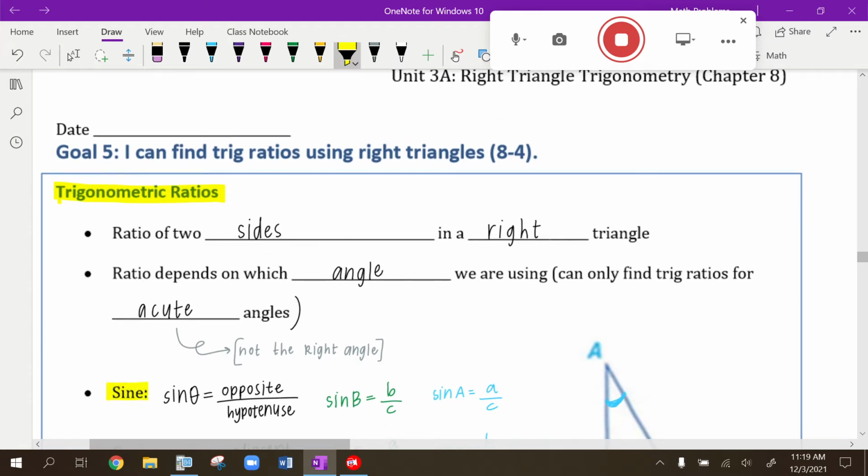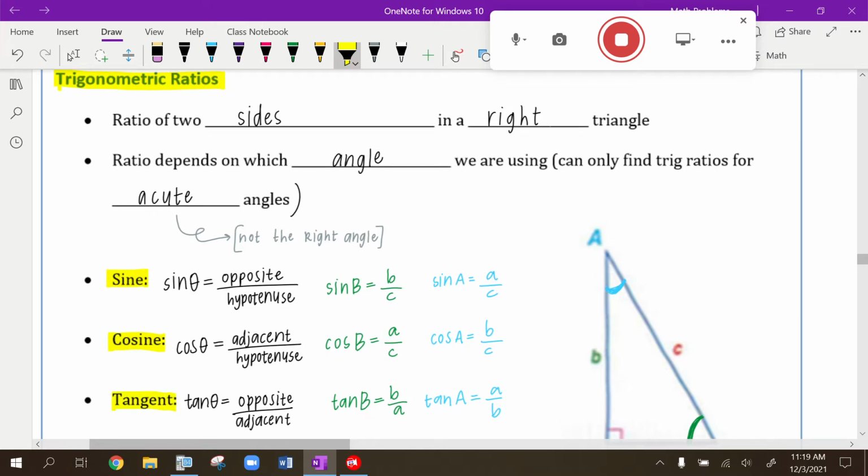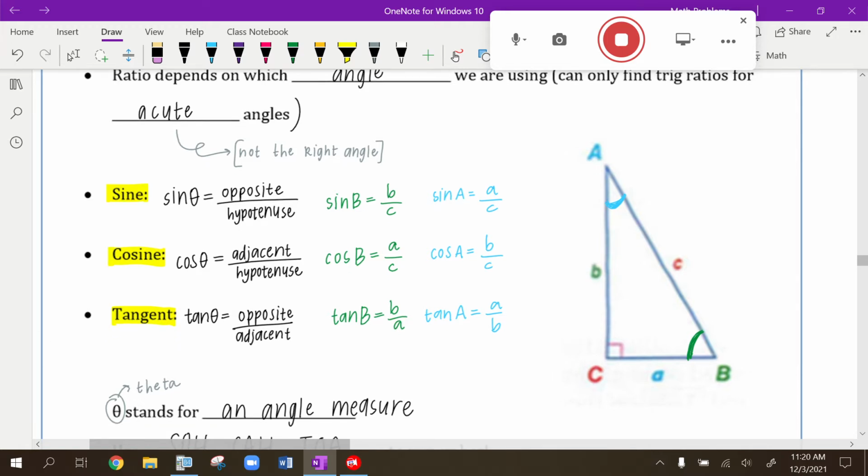The first trig ratio is called sine. It's always equal to the opposite side of the angle over the hypotenuse. Next, we have cosine. It's always equal to the adjacent side to the angle over the hypotenuse. And finally, we have tangent. It's always equal to the opposite side of the angle over the adjacent side to the angle. This theta that I'm using here always represents an angle measure. It's a Greek letter. And remember, it has to be an acute angle.